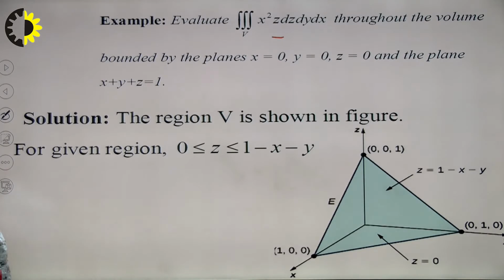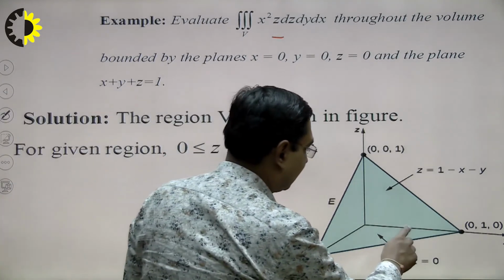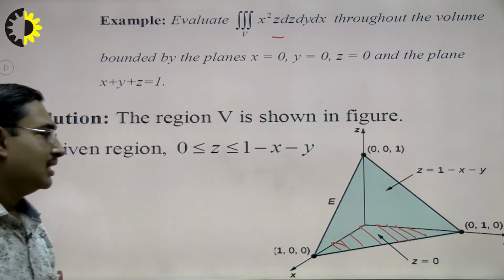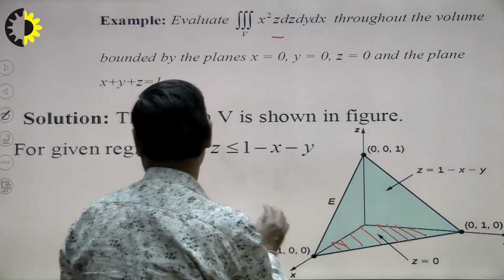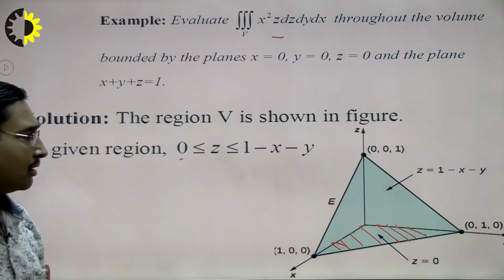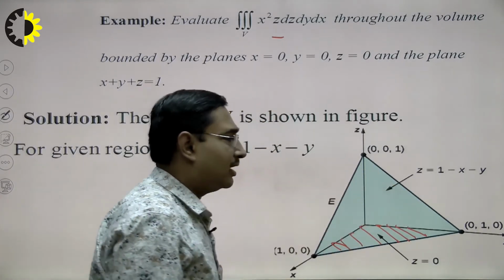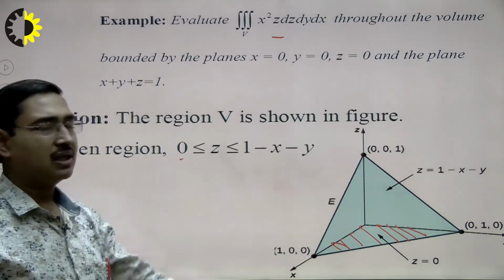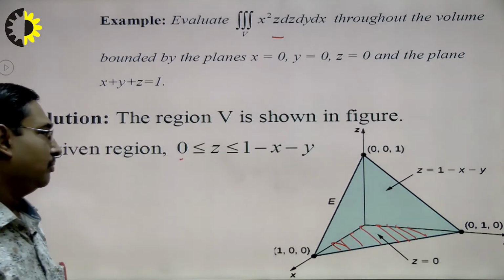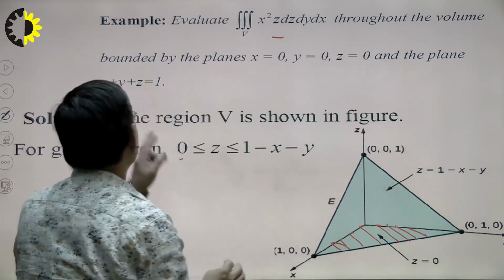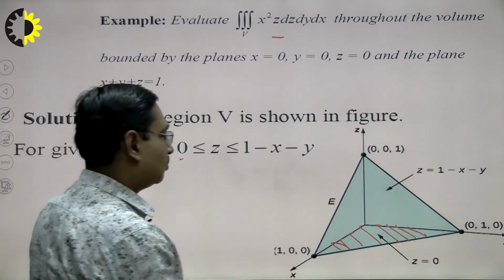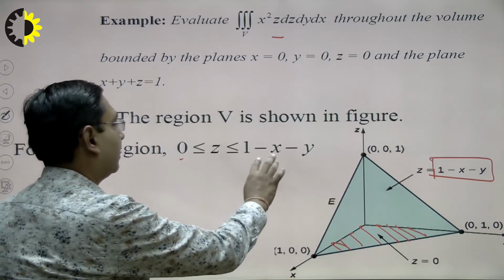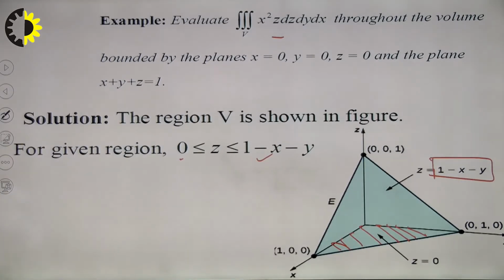To find limits of z, we shall observe the surface bounding the region from the bottom. The z value from that surface gives the lower limit of z. Then to find the upper limit of z, we shall observe the surface which bounds our region or volume from the top, and that was x plus y plus z equal to 1, so that the value of z is 1 minus x minus y. So it became the upper limit of z.